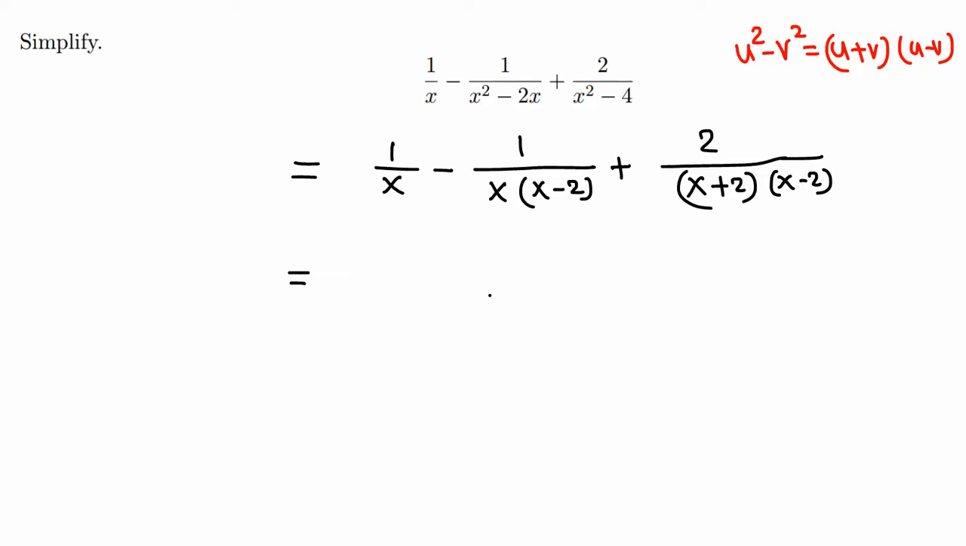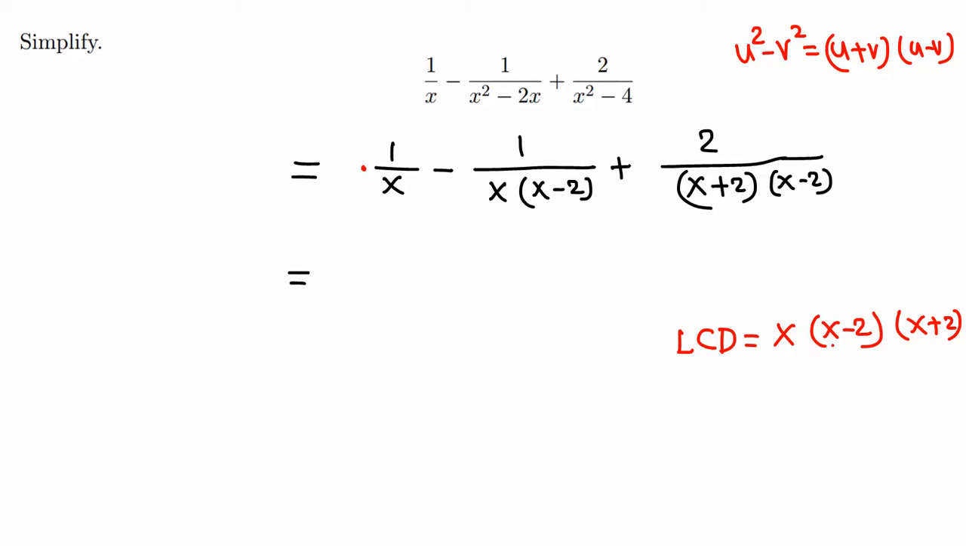Okay, now we need to make the same bottom, the LCD, and if we look carefully, x is there, x minus 2, and x plus 2. Okay, you don't have to write it, but if you want to know what the LCD is, it is x, x minus 2, and x plus 2. This is the LCD.